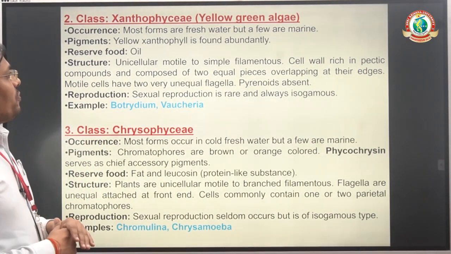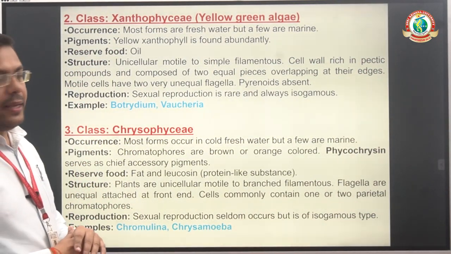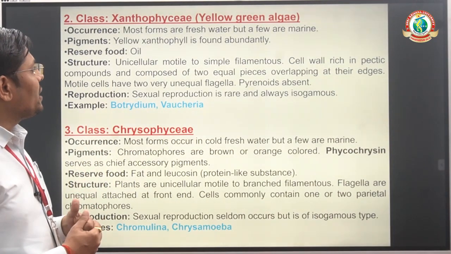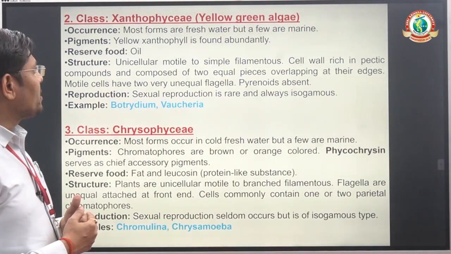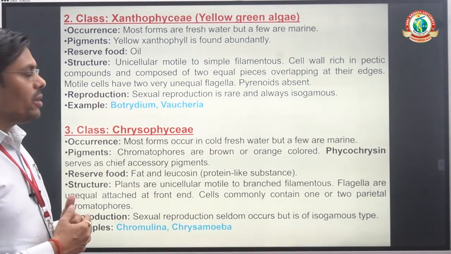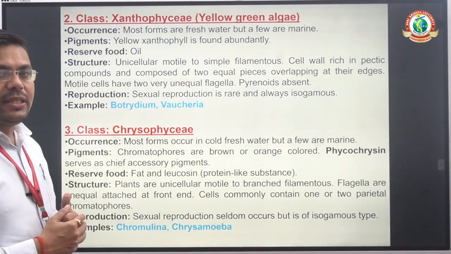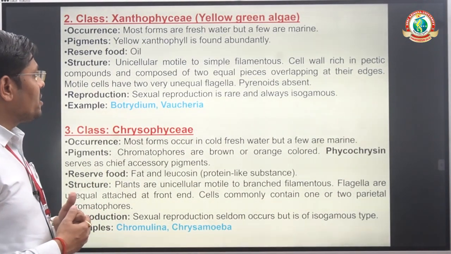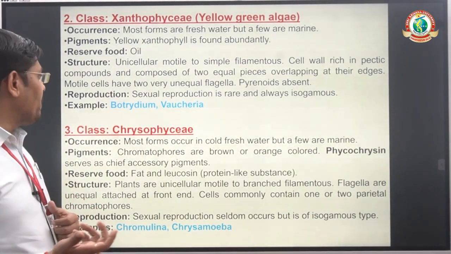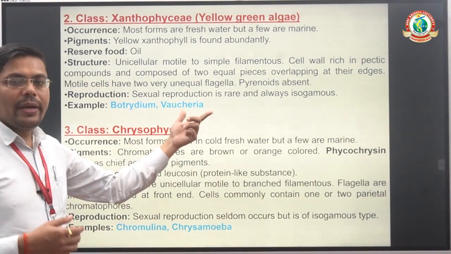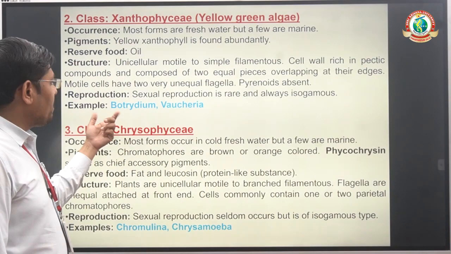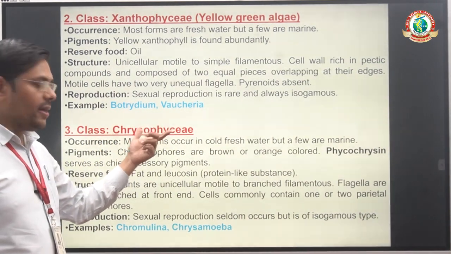Second class is Xanthophyceae, or yellow-green algae, and these are found in fresh water, while some are found in marine water. Pigment is yellow xanthophyll, which is found abundantly. Reserve food material is oil, and structure is unicellular motile to some filamentous. Reproduction is by sexual reproduction, also by isogamous type. Examples are Botrydium and Vaucheria.